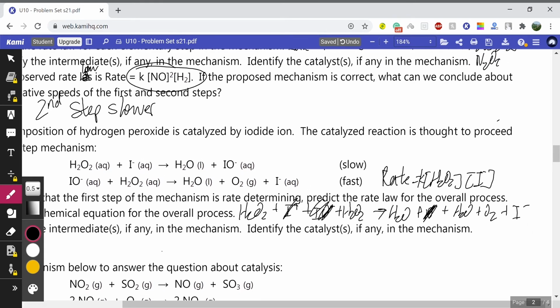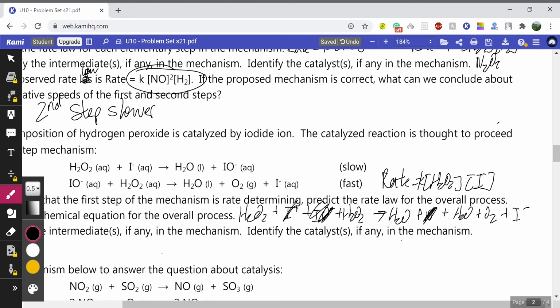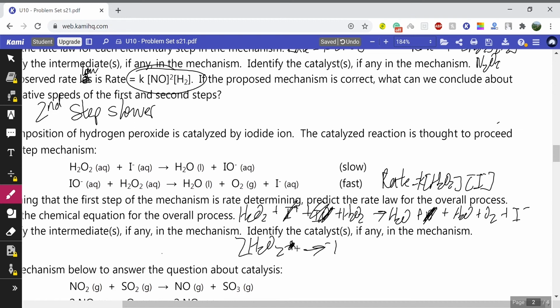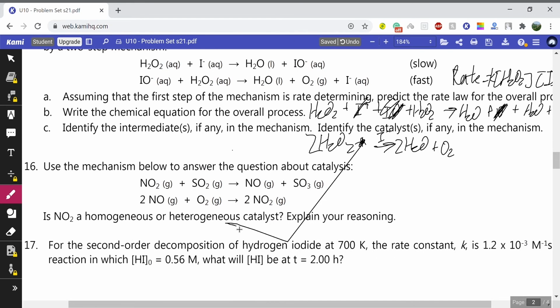So what is our final equation? Our final overall process is 2H2O2 makes 2H2O plus O2. Not the I minus in the products, because remember, the I minus will go on the top of the arrow, since it is a catalyst. Next, identify the intermediates and the catalyst. The intermediate is IO minus, and the catalyst is I minus, and I just explained why.